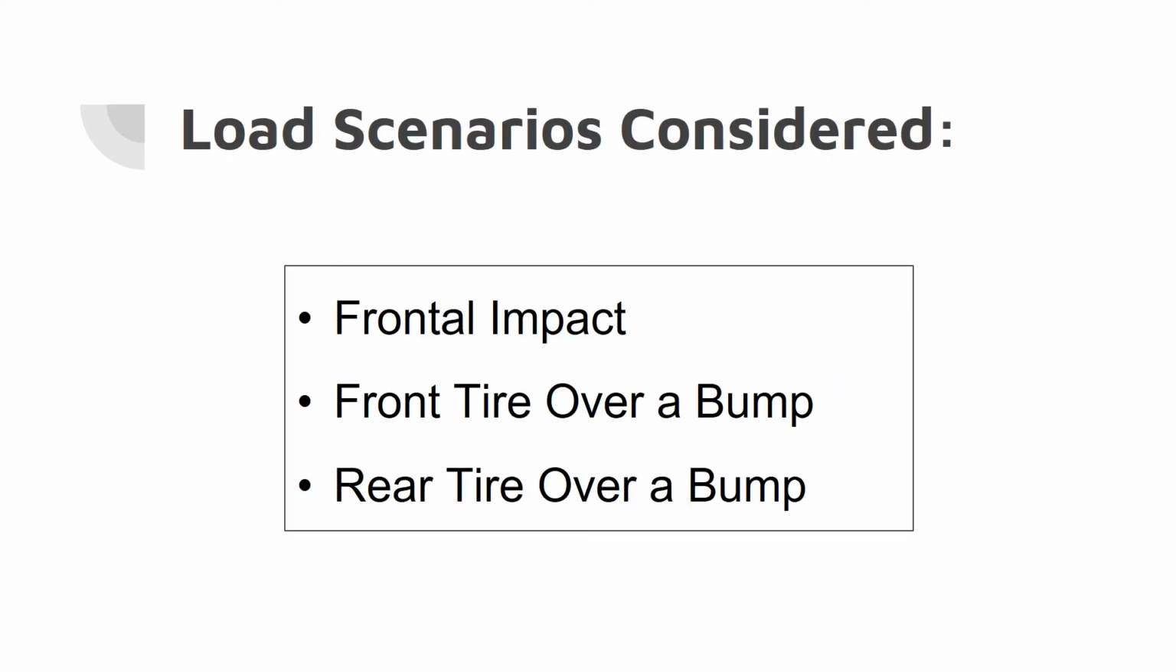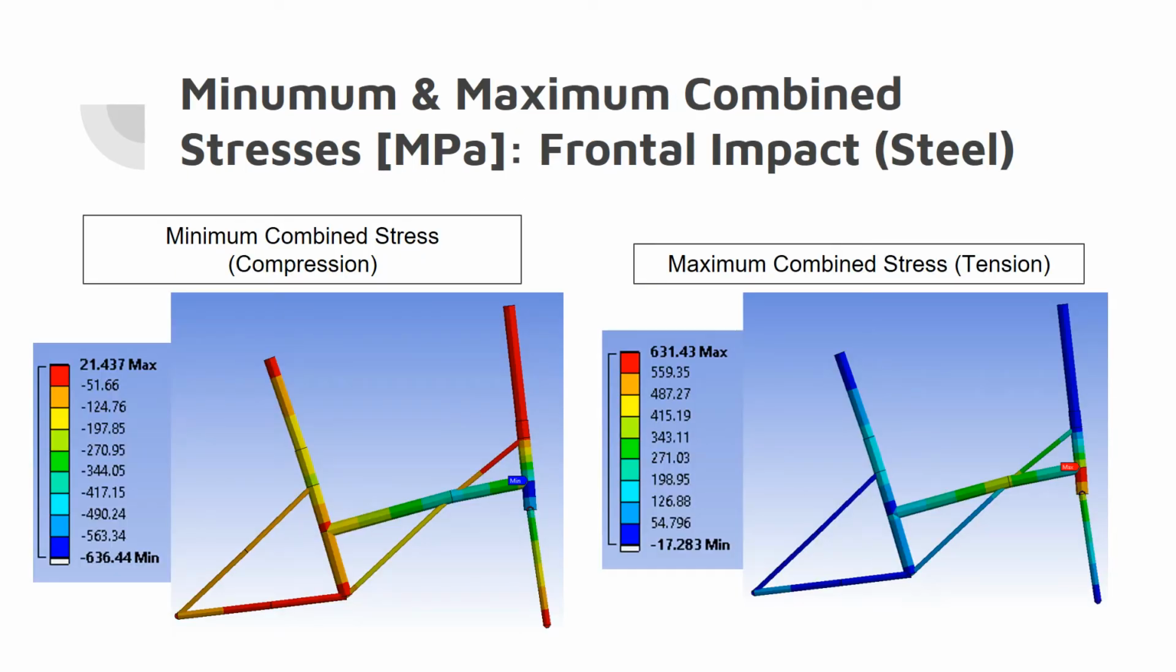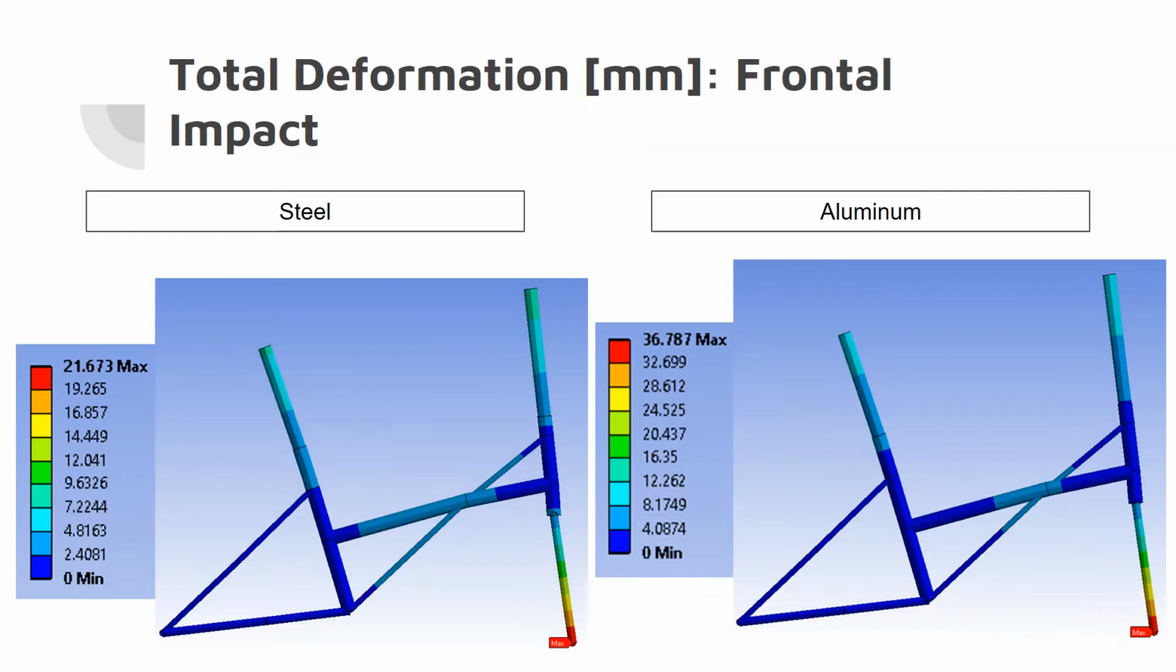Load scenarios considered were frontal impact, front tire over a bump, and rear tire over a bump. Conditions for the frontal impact applied are 2 Gs in the Z direction at 0.4. And here are the stress distributions for the frontal impact for the steel property. Here are the stress distributions for the aluminum frame, which has lower extremes compared to the steel frame. These stresses contribute to the deformation for both frames shown below.